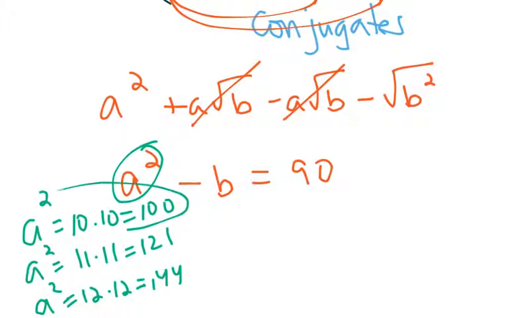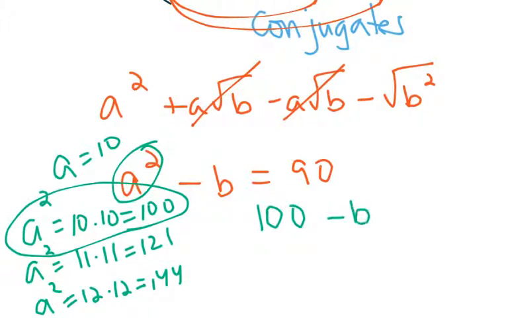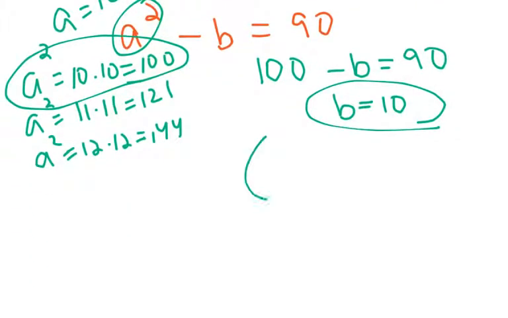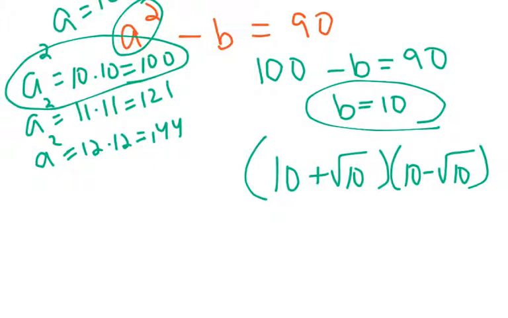So for the sake of argument, I'll pick this one, and I'll say that a is 10. So that a squared is 100. So if a squared is 100, what do I need b to be in order for this to work? Well, then b must be 10 as well. That means that I must multiply together 10 plus the square root of 10 times 10 minus the square root of 10. And when I multiply those together, they should give me 90.